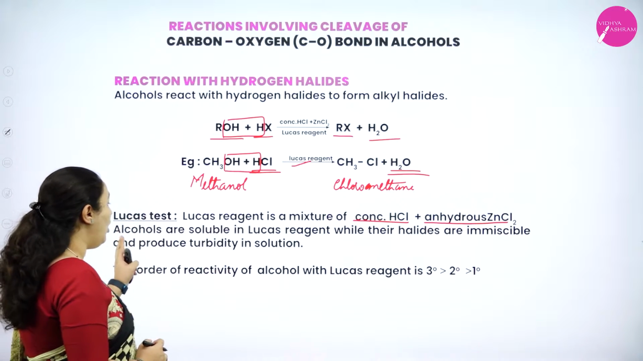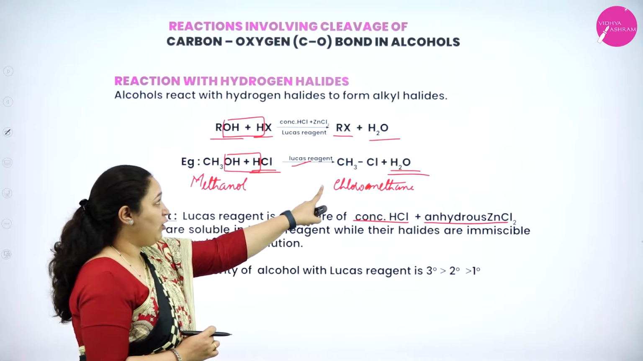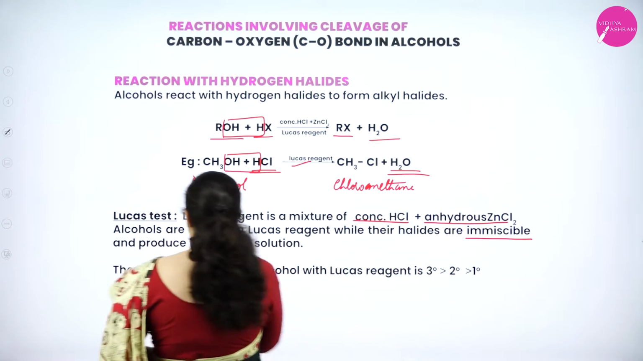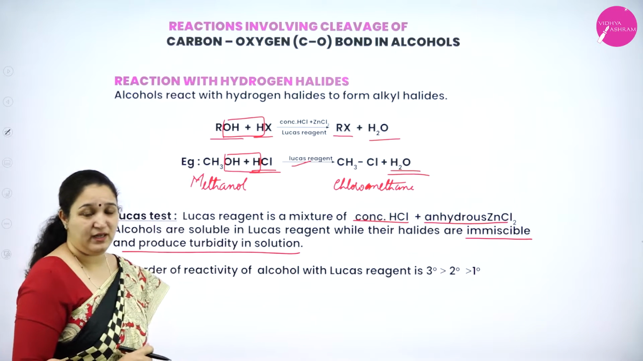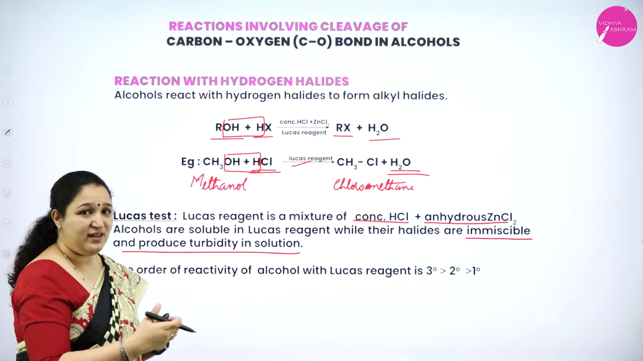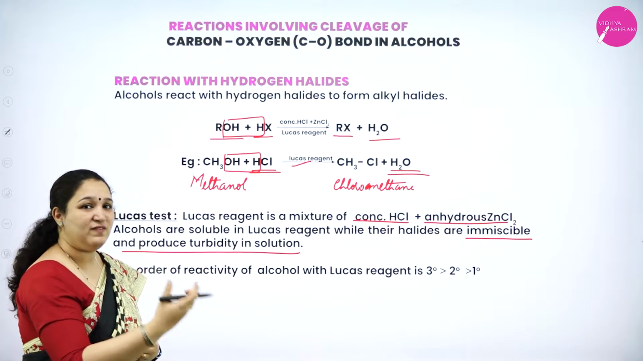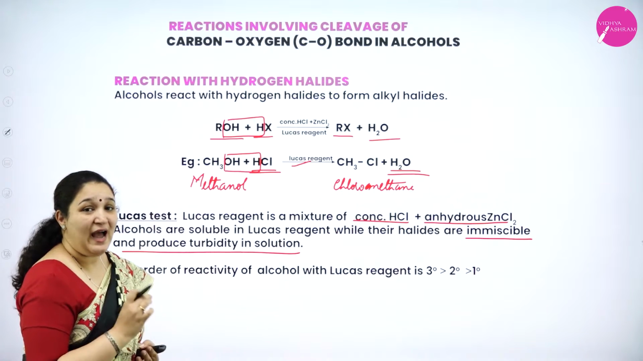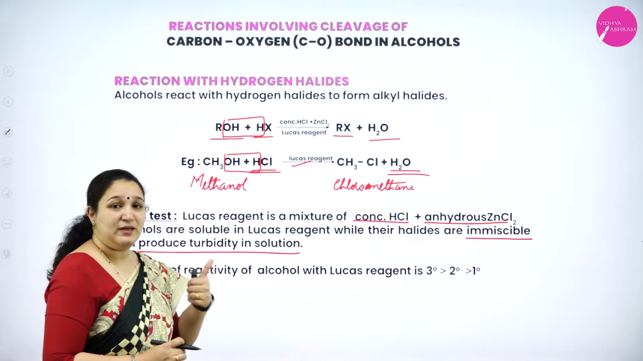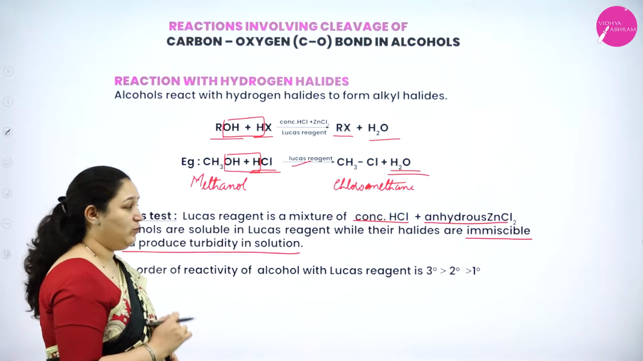Correct? Alcohols are soluble in Lucas reagent, but the product which they form, that is the alkyl halide, is immiscible and produces turbidity. But the speed with which they react, that is tertiary alcohols, secondary alcohols and primary alcohols, how they react or with what time they give that turbidity makes the difference, and thus we can use this reaction to distinguish between tertiary, secondary and primary alcohols. So how exactly we can do that?